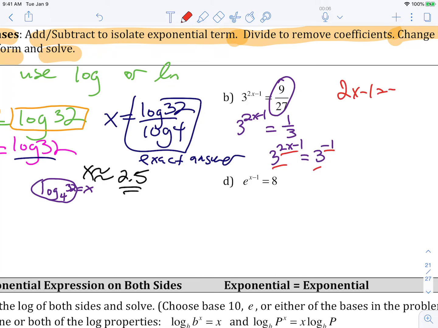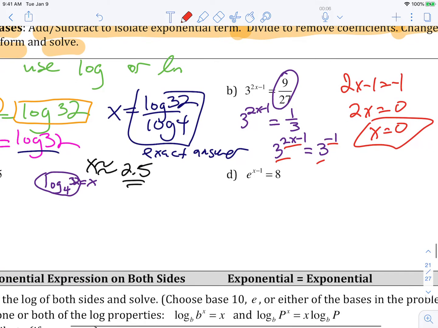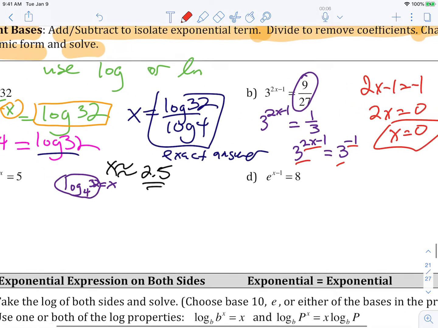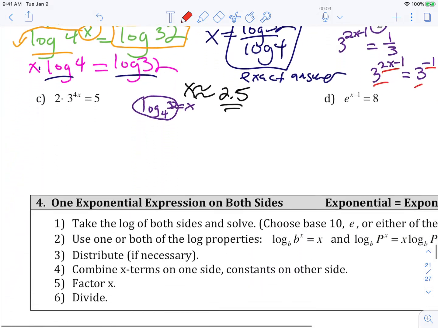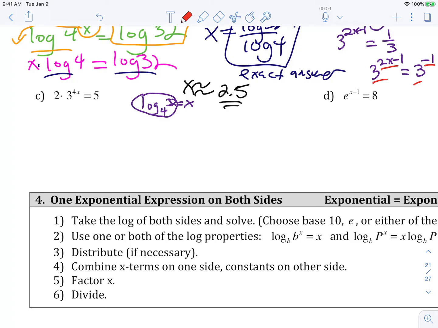So 2x minus 1 is equal to negative 1. 2x is equal to 0. X is equal to 0. All right, now you can check. These are pretty easy to check. So I would check my work here. Since these are exponentials, you don't have to worry about extraneous solutions.